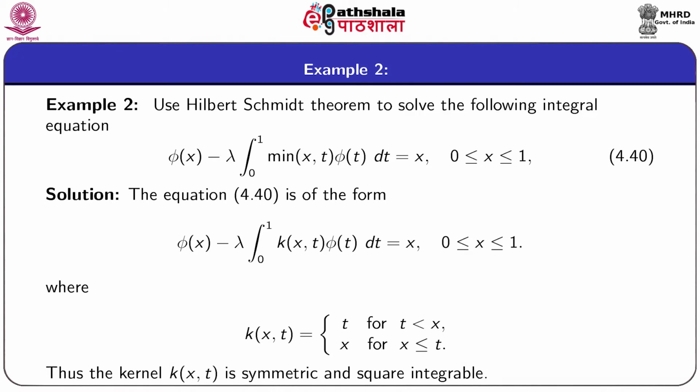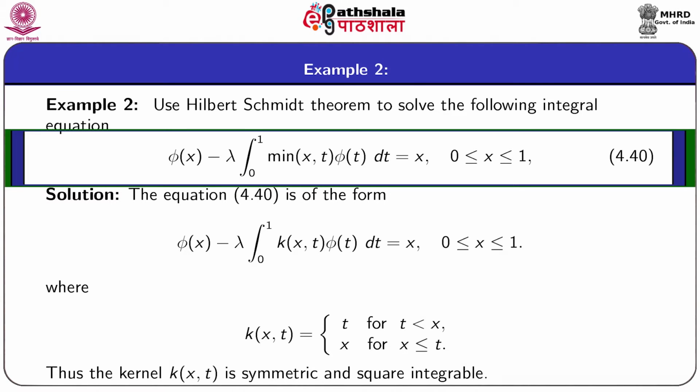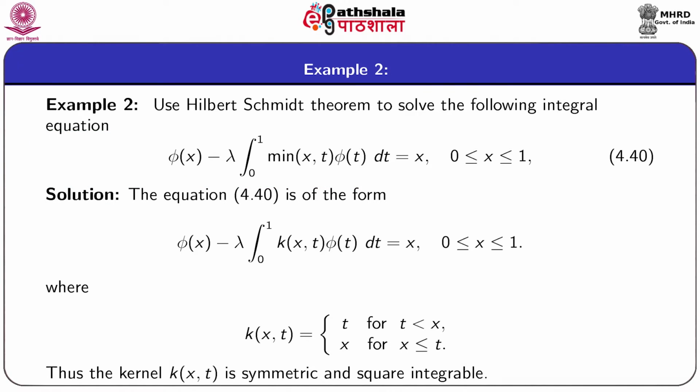Next, we consider example 2. Use the Hilbert-Schmidt theorem to solve the following integral equation given by phi(x) minus lambda integral 0 to 1 minimum of x and t phi(t) dt equal to x, x lying in the interval 0 to 1. Here the kernel of the integral equation given by 4.40 is the minimum of x and t.